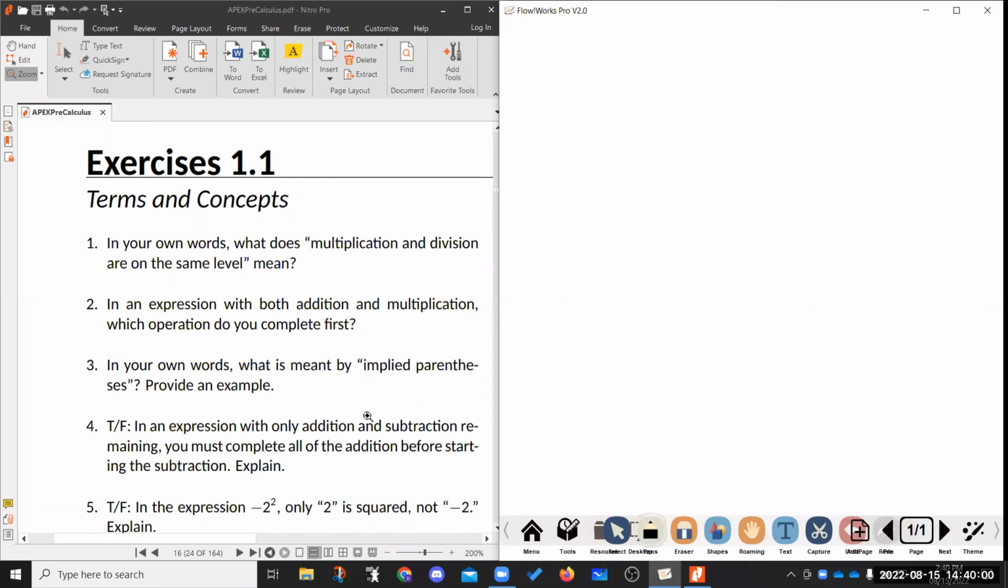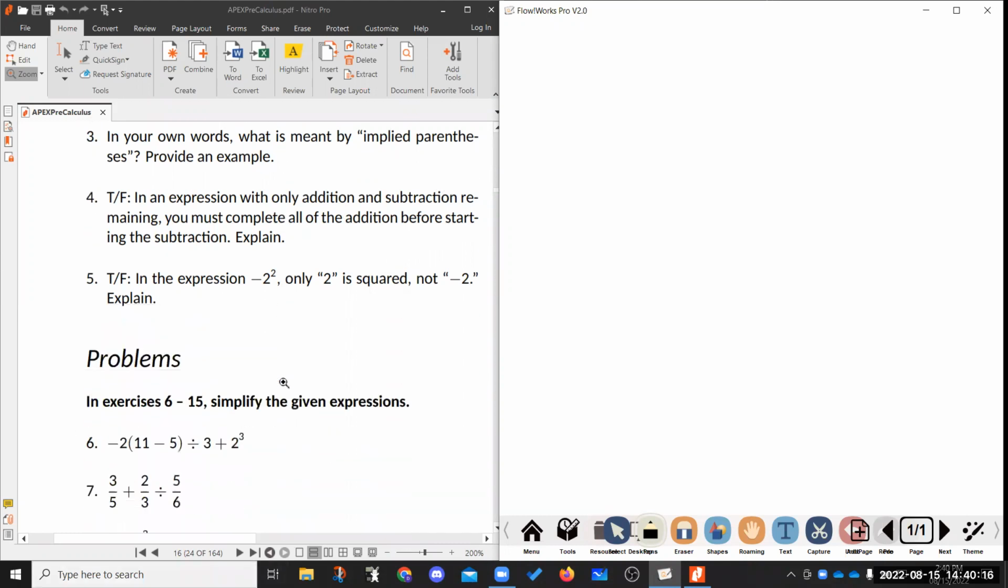True or false: in an expression with only addition and subtraction remaining, you must complete all the addition before starting the subtraction. False. They happen at the same time, left to right, because they have the same level of precedence. It doesn't matter though if you want to group all the positive things together and all the negative things together, keeping the signs with them. You can do that, but you don't have to.